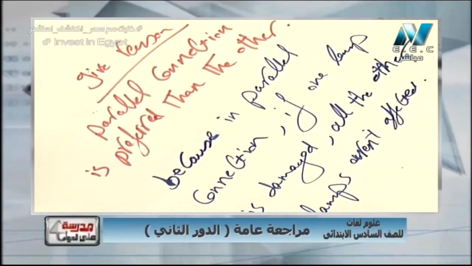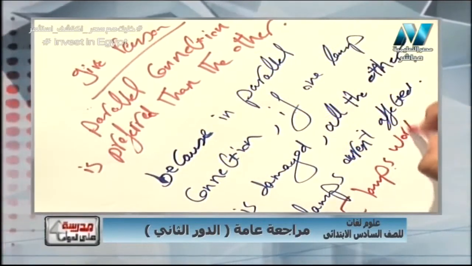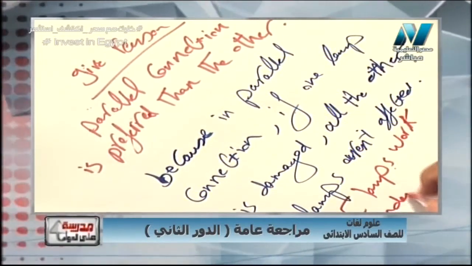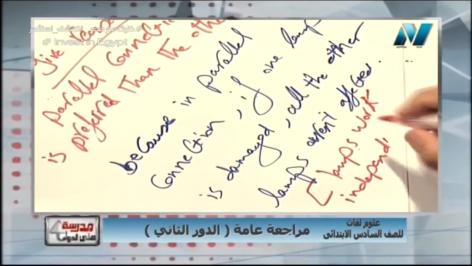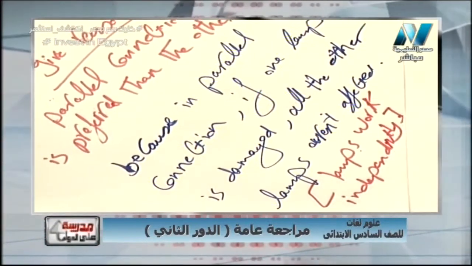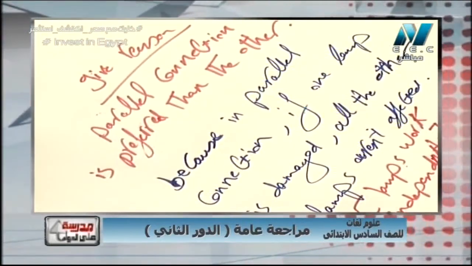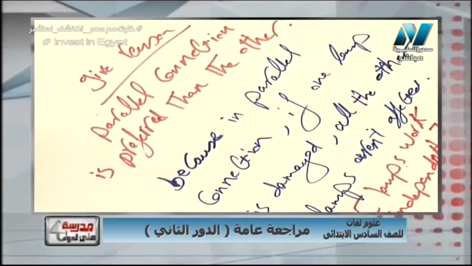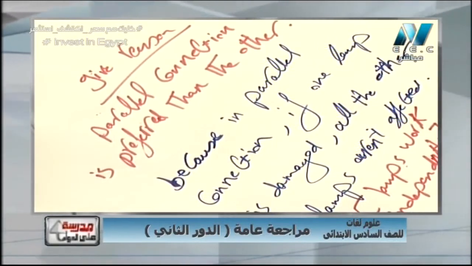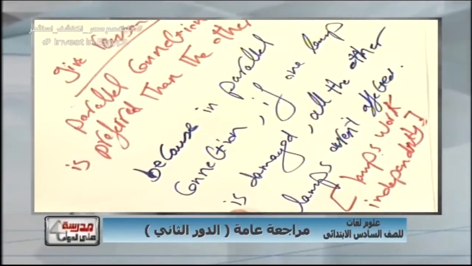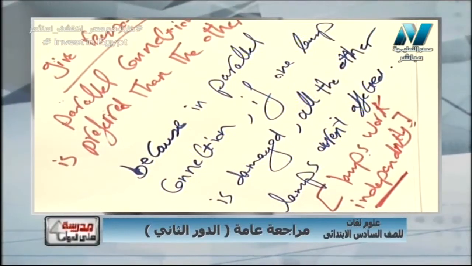أو ممكن إجابة مختصرة شوية عشان الإجابة دي فكرة طويلة حبتين. ممكن أقول له lamps work independently, تشتغل بشكل مستقل. يعني كل لمبة ليها استقلالية عن بقية اللمبات. Okay, so again, give reason parallel connection is preferred than the series, because in parallel connection, if one lamp is damaged, all the other lamps still lighting or aren't affected, or the lamps work independently. اللمبة بتشتغل بشكل مستقل, يعني كل لمبة ليها خط كهرباء مستقل عن أي لمبة تانية.